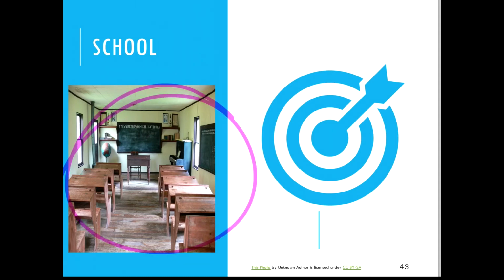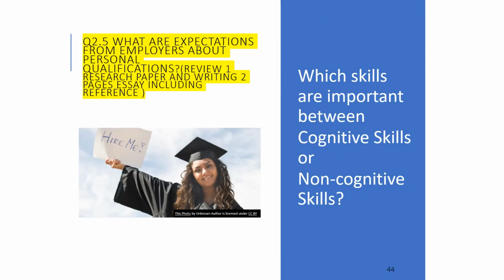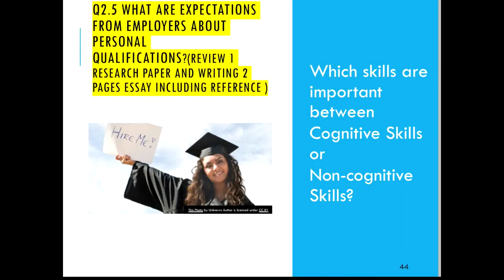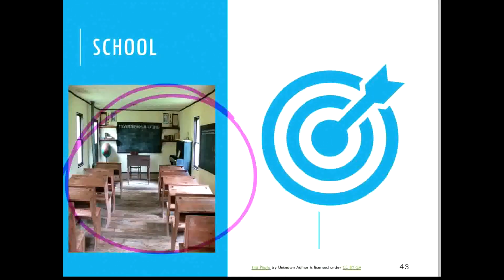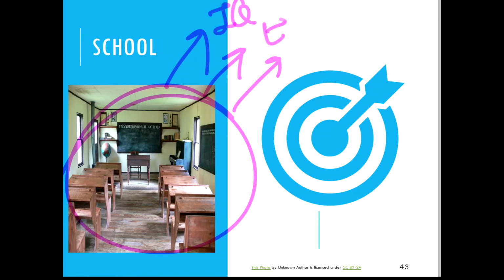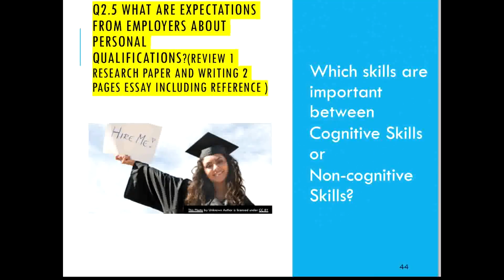My quiz number 2.5 asks you what the expectations of employers are about personal qualification. Try to generate the student. Is it IQ, EQ, or other? But what is the employer's expectation?